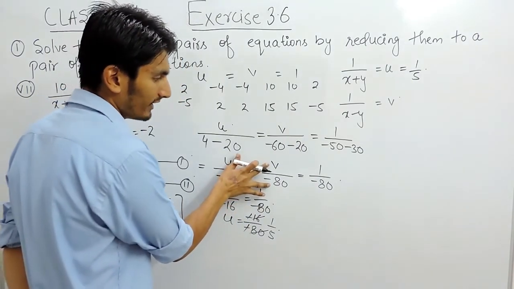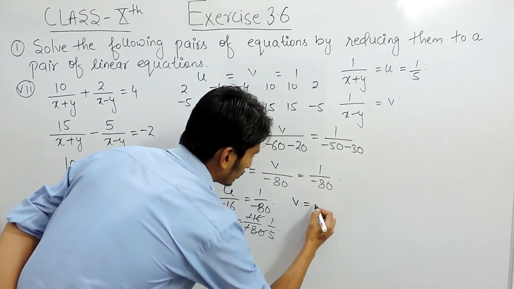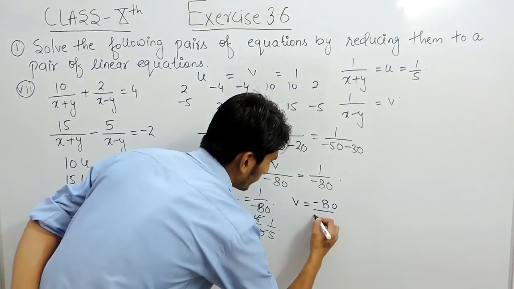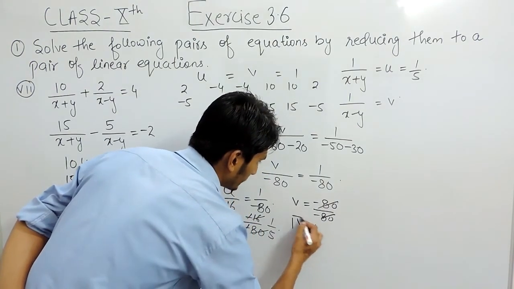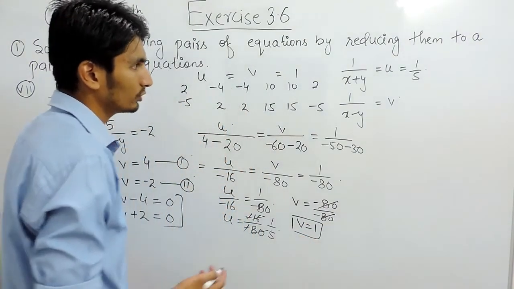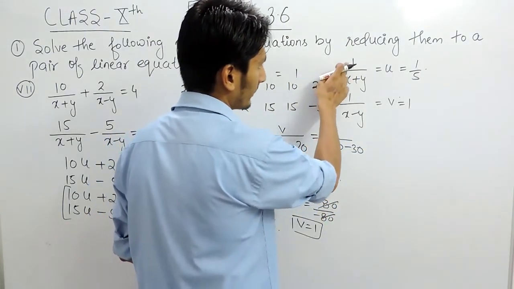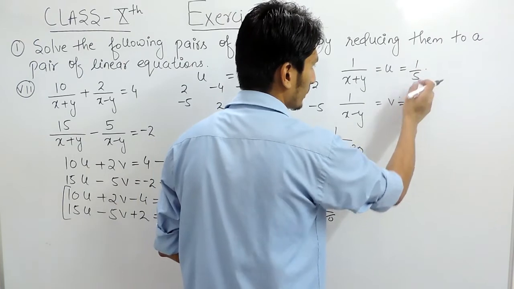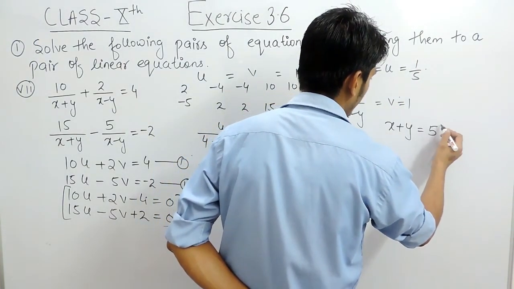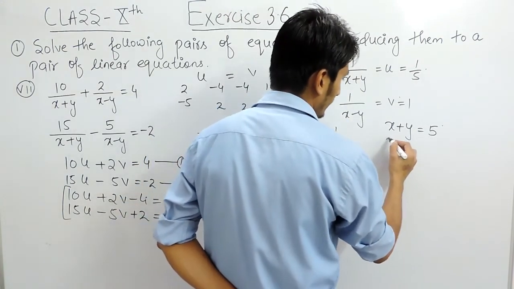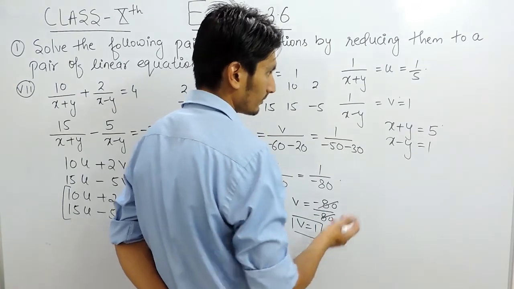Similarly, you can equate the value of v as this. So the value of v will be minus 80 upon minus 80. Cancelling it, the value of v is 1. So now we know the value of v as 1. Now we know that 1 upon x plus y equals 1 upon 5. So clearly x plus y should equal 5. And the second equation, x minus y should equal 1.